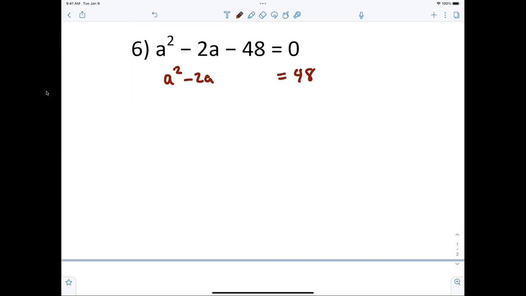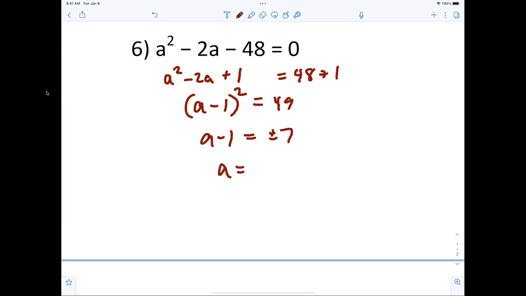What's half and square? Plus what? Plus 1, plus 1. Always factors to whatever the half was. What's the half? A minus 1 squared equals 49. A minus 1 equals plus or minus 7. A equals 1 plus or minus 7. A equals, what's 1 plus 7? 1 minus 7. 1 minus, yes, negative 6.